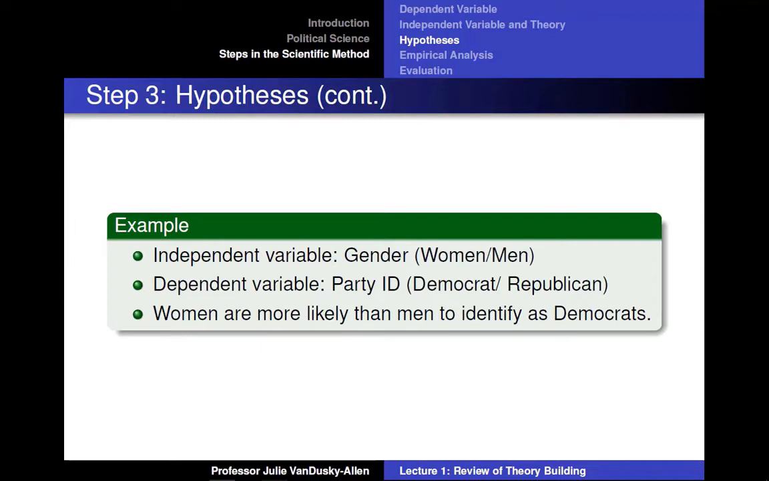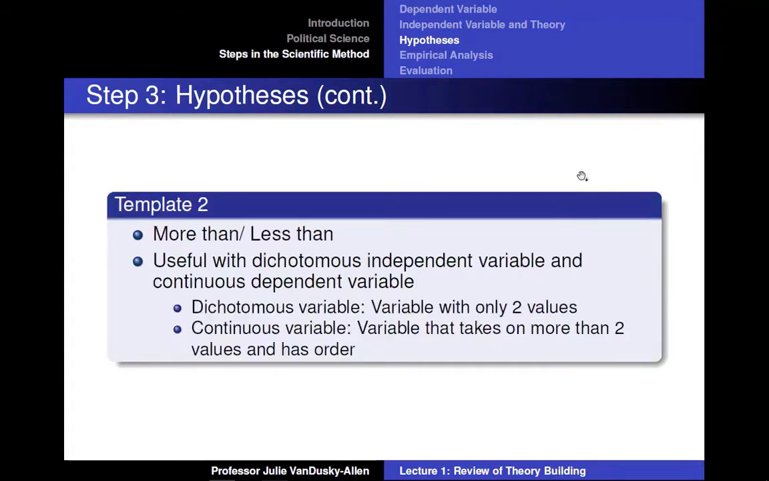Note that this hypothesis identifies how variations in the independent variable, gender, or women/men, influence variations in the dependent variable, party identification, or identifying as Democrats versus Republicans. In addition, we can observe this potential relationship between party identification and gender in the real world. We could conduct a survey where we ask respondents their party identification and their gender, and then determine if women are more likely than men to identify as Democrats.